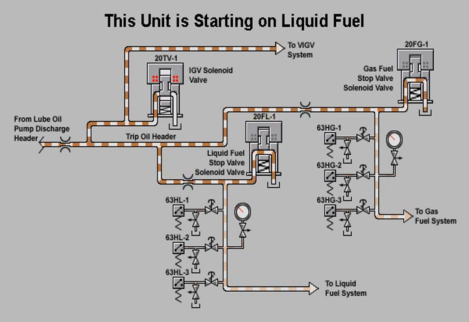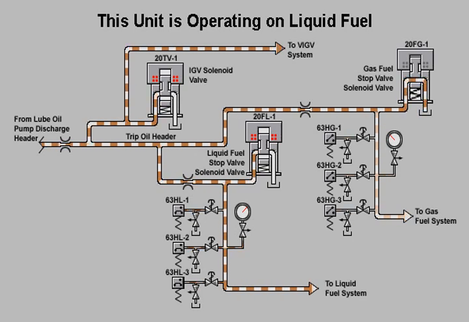The control system will also energize either the liquid fuel stop valve solenoid valve 20FL-1 or the gas fuel stop valve solenoid valve 20FG-1 at the required point in the starting sequence, depending on which fuel system is in service. This enables either hydraulic oil or trip oil to open the required fuel stop valve and allows fuel to flow to the turbine. The corresponding pressure switches will close, signaling the control system that trip oil is at its optimum pressure in the active fuel system.